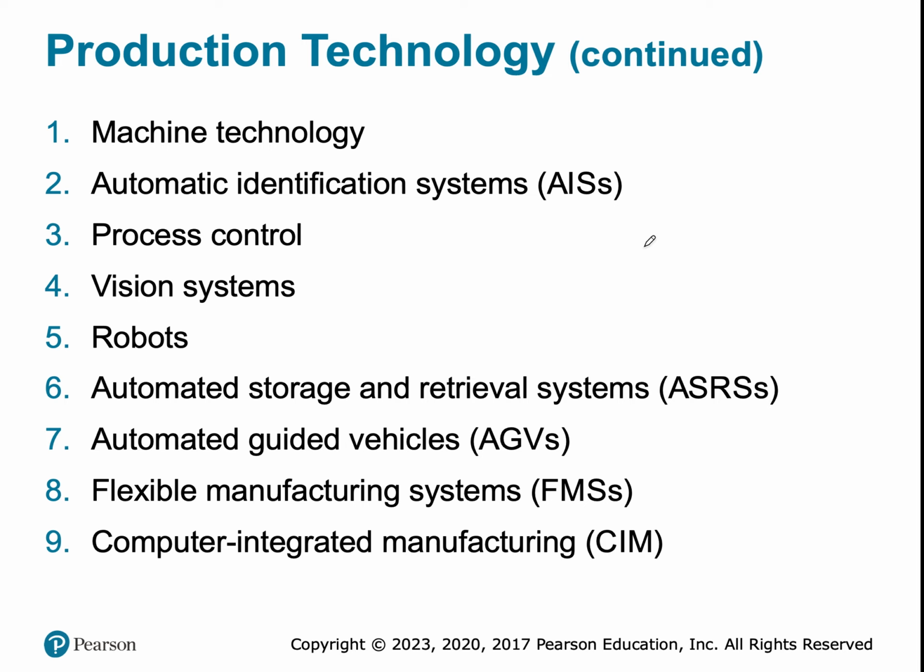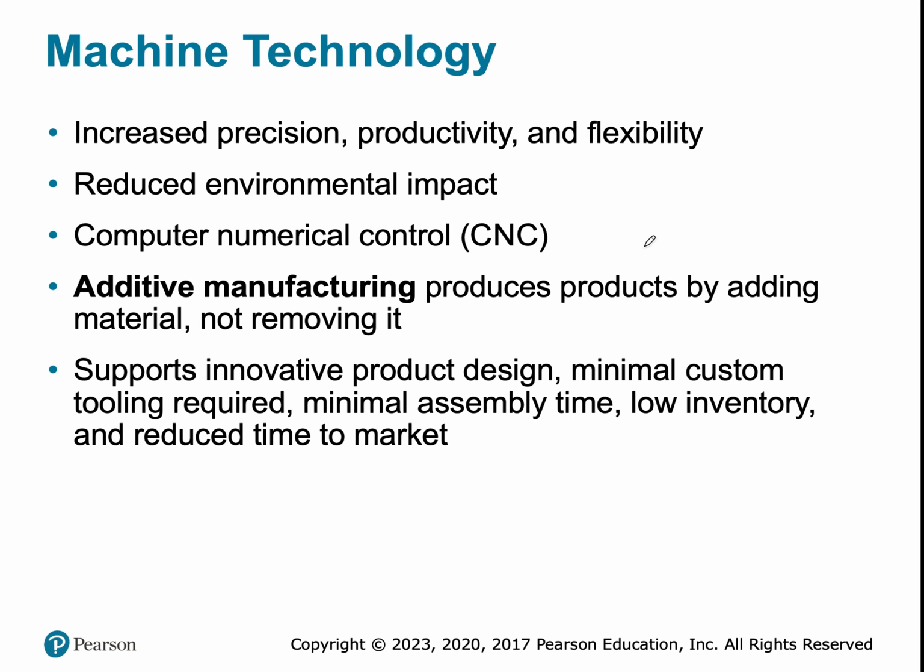We have machine technology, the automated identification system. We have the process control technology. We have the visual system technology. We have robots. We have the automated storage and retrieval system. All of them are robotic nowadays, okay? We have automated guided vehicles and all of this. So if you look at all of this, the aim is to increase precision, productivity, flexibility, and reduce environmental impact. All these are the advantages and disadvantages.